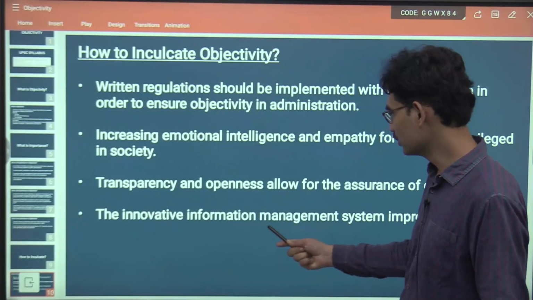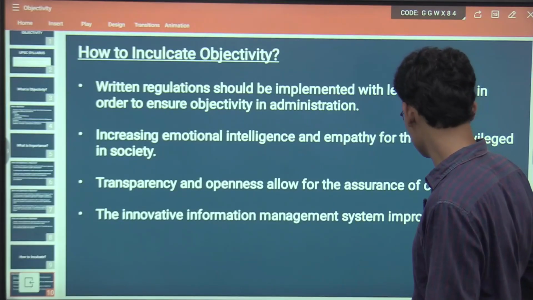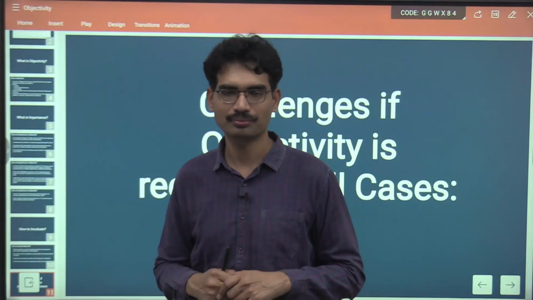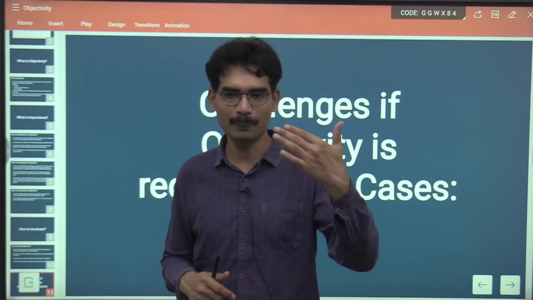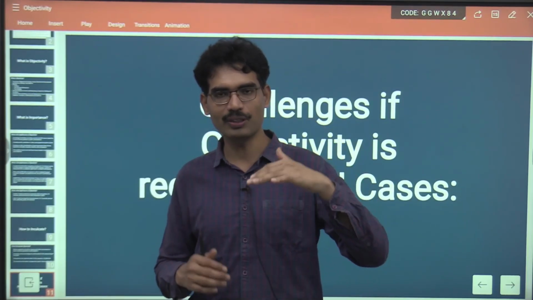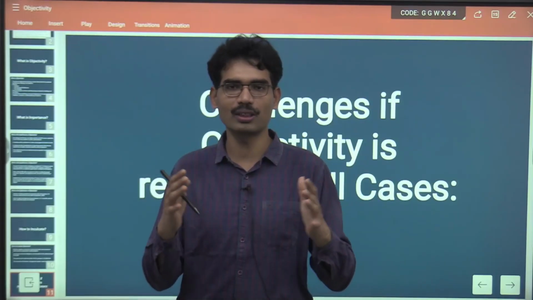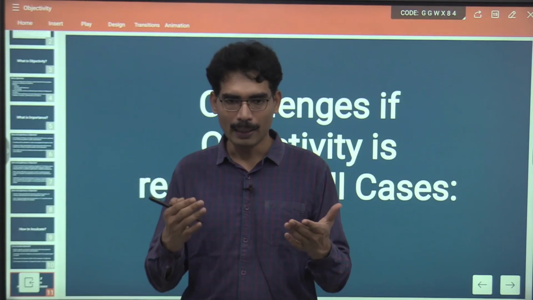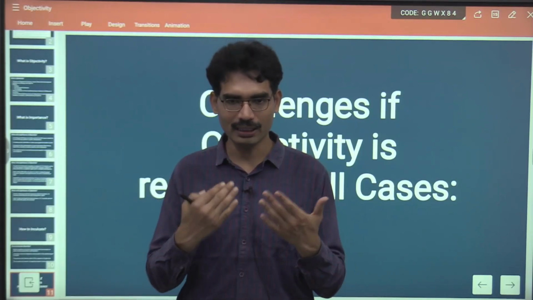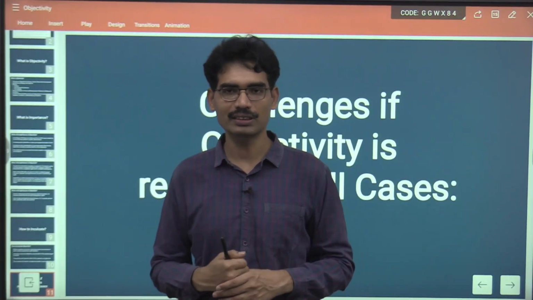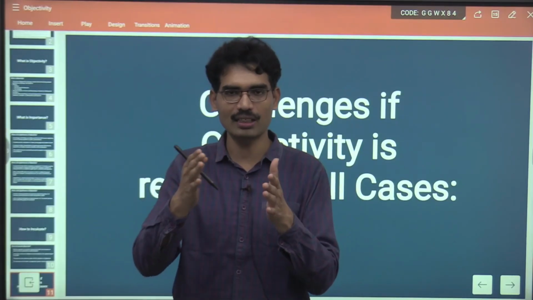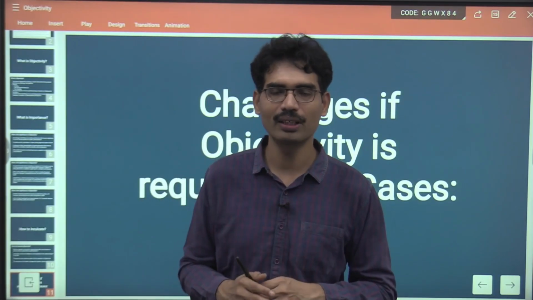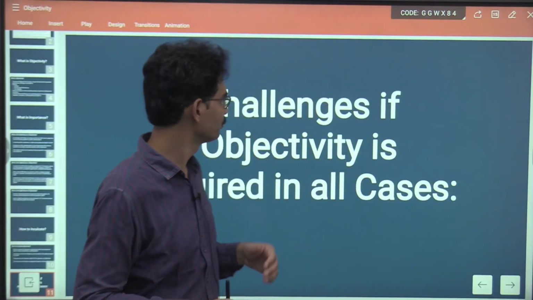The innovative information management system improves objectivity. Objectivity means you need more facts from the ground. Sometimes the ground report itself will not be clear completely. It will not be fully based on facts. It will be based on inferences. But if the information receiving system is very clear, the information analysis system is very clear, then more chances are there that civil servants will take the decision based on objectivity.